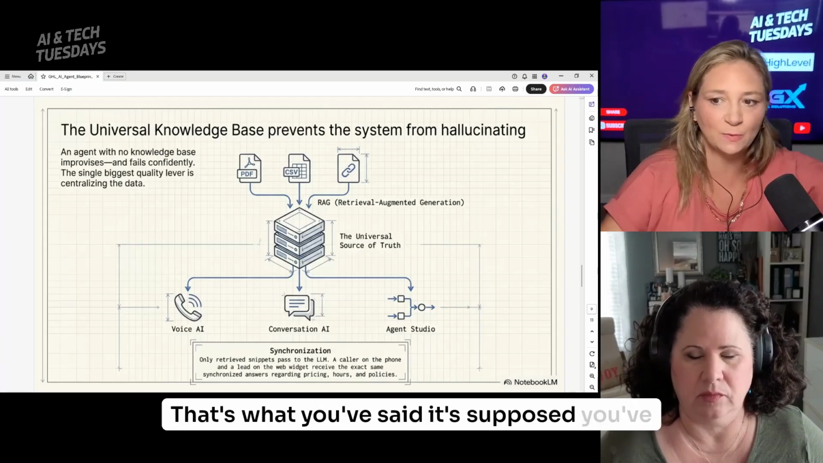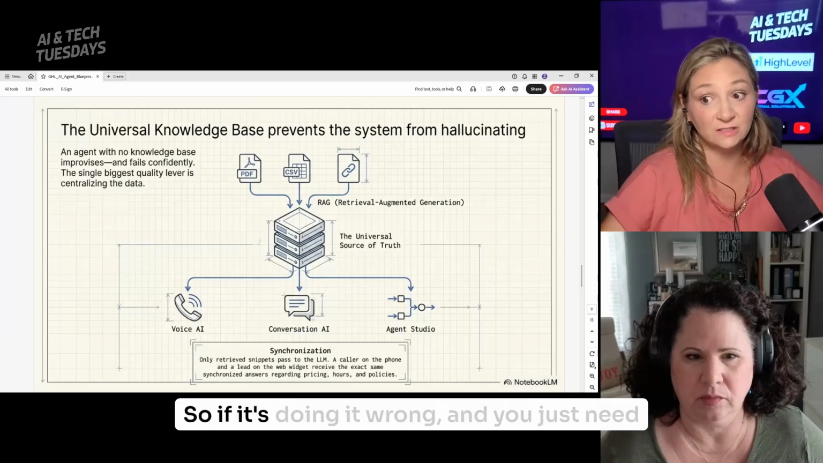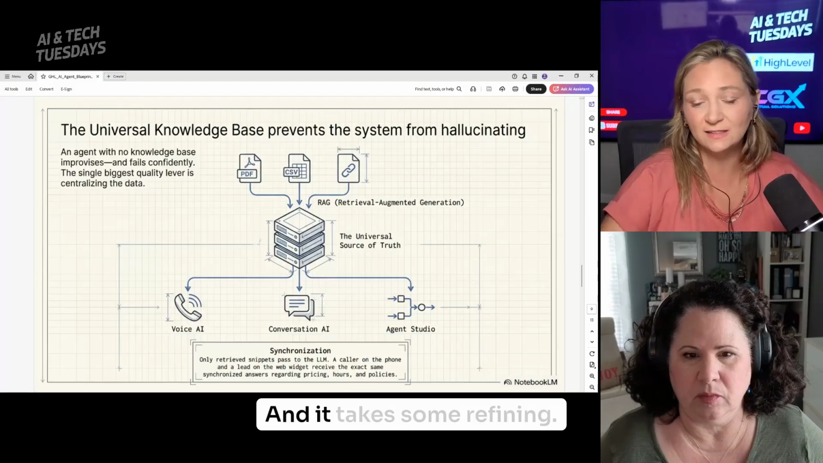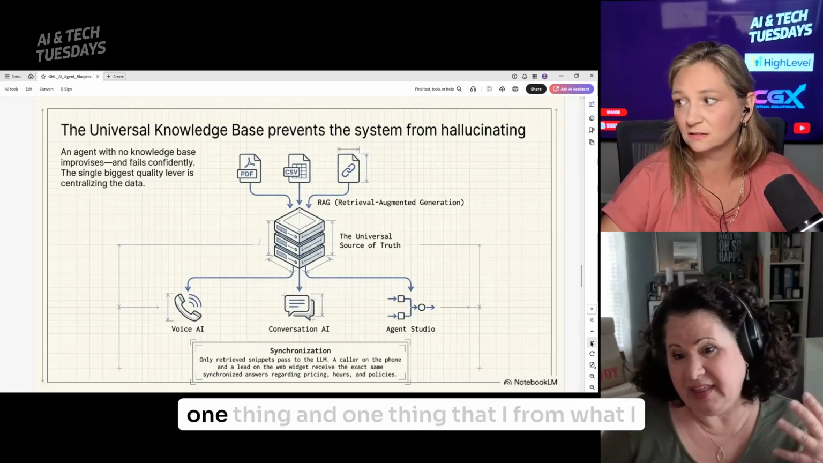That's what you've said you've programmed it to do. So if it's doing it wrong, you just need to go back and update your knowledge base so that it's doing it correctly. And it takes some refining. I know it has for us.